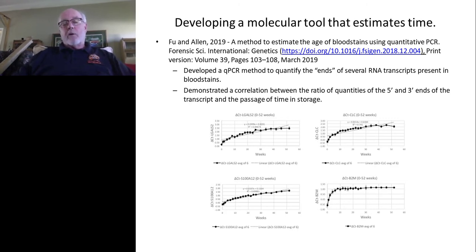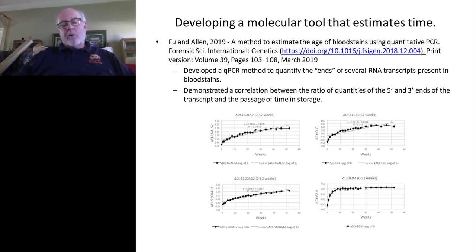So this led to the development of an assay, a qPCR assay, in which we quantified the 5' end of a messenger RNA transcript, say the first 70 to 90 base pairs from the 5' end, versus another transcript of 75 to 90 bases from the 3' end of the transcript. The notion being that as it degrades, these fragments would remain inside these dried stains and would continue to decrease in abundance as the blood stain began to decompose.